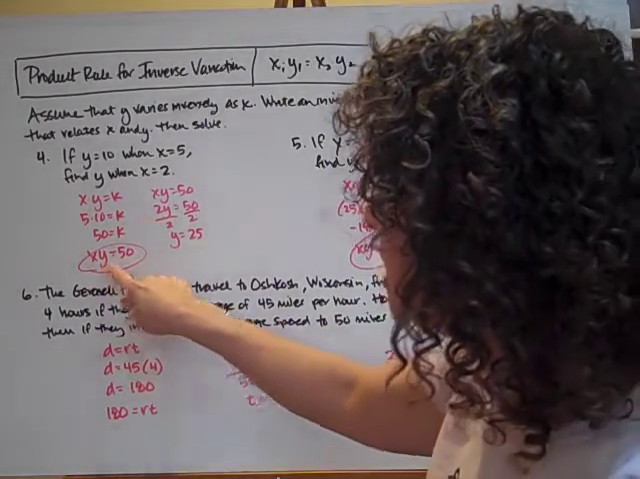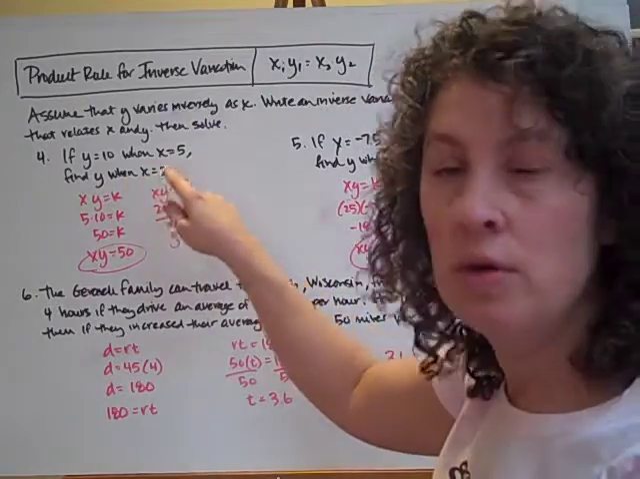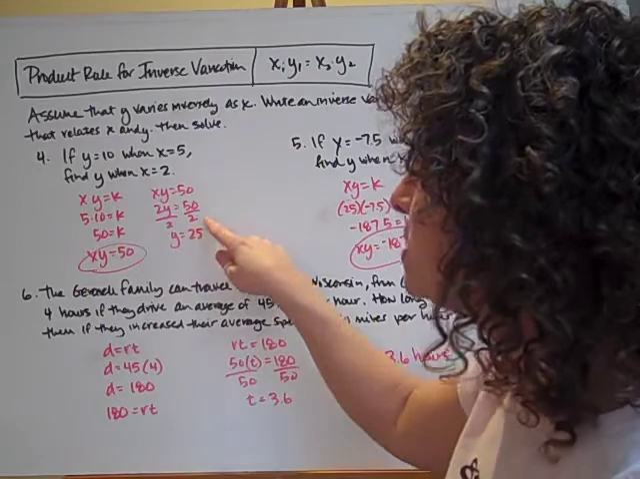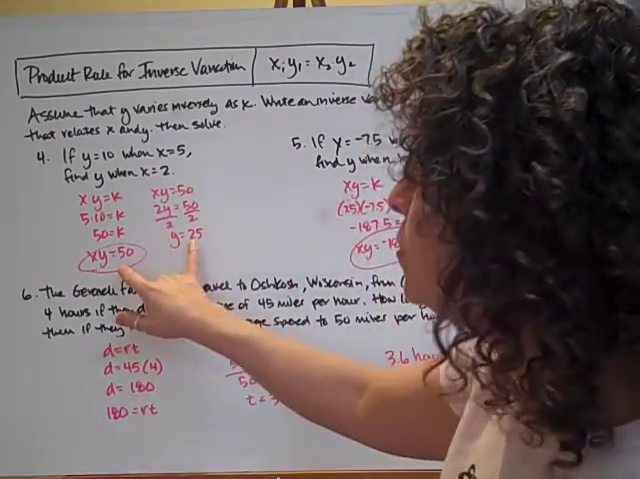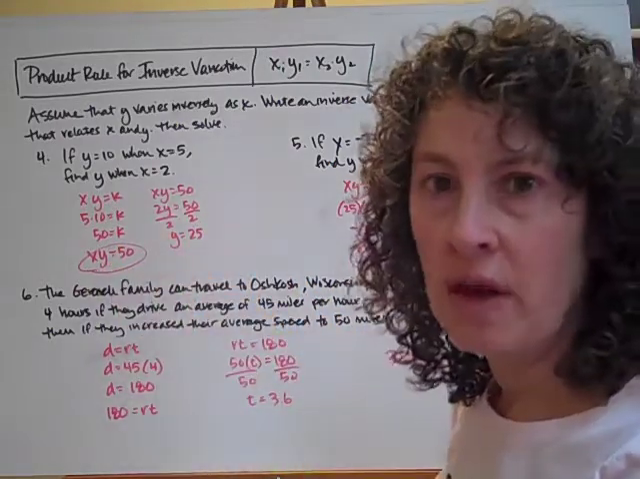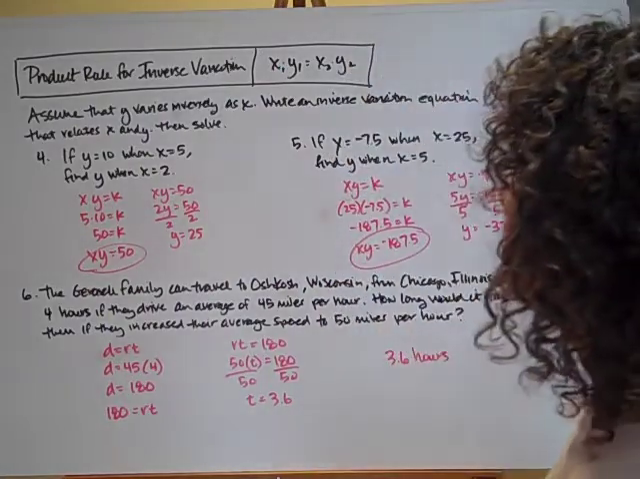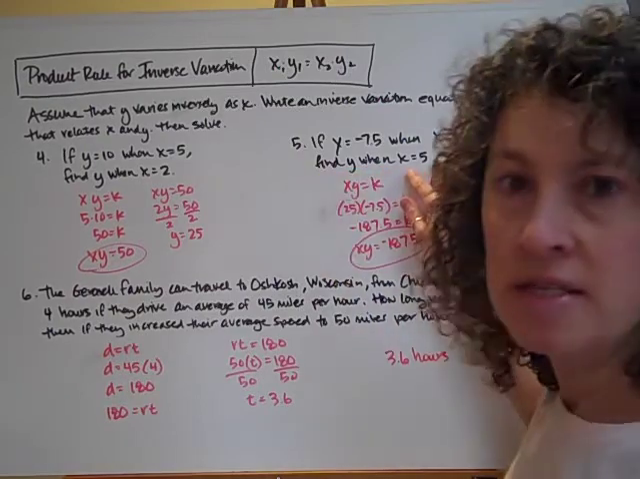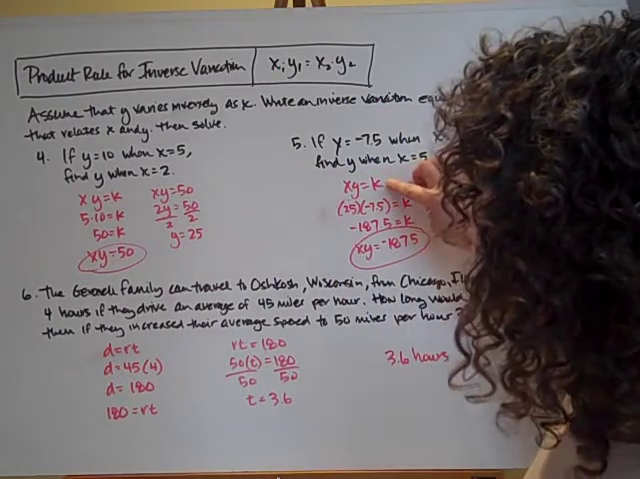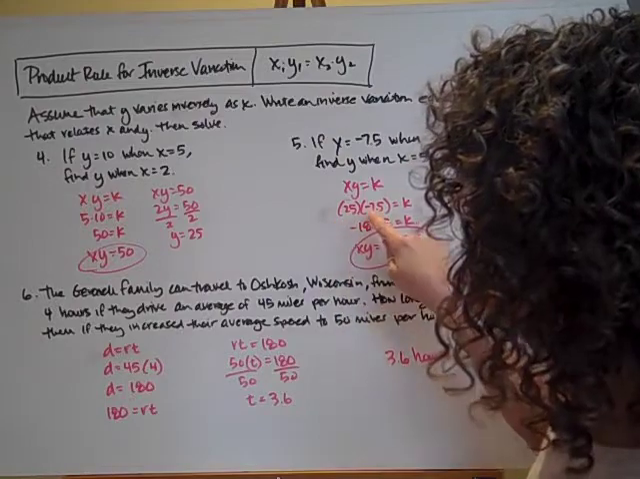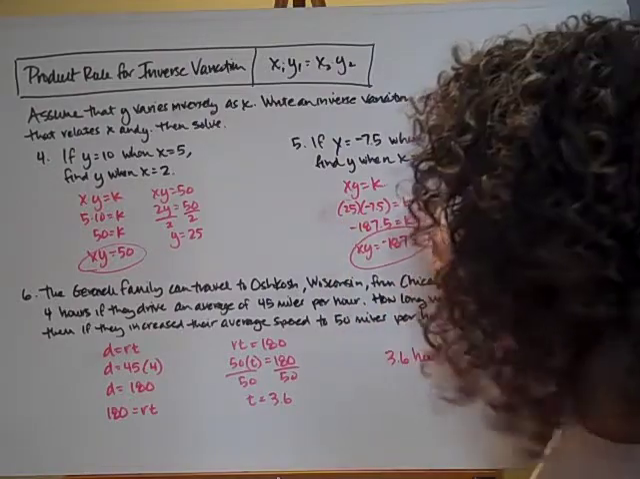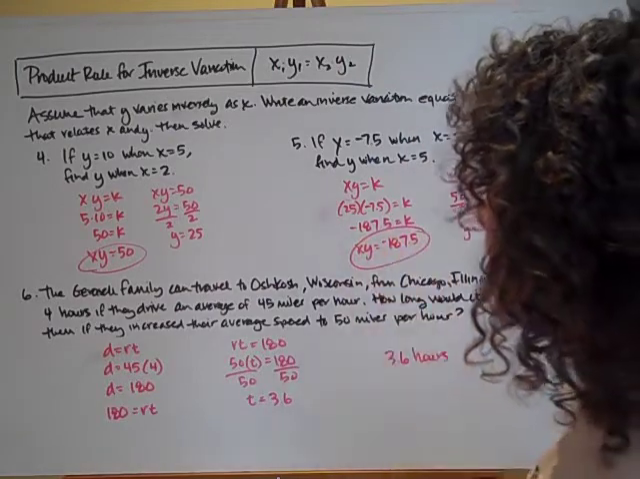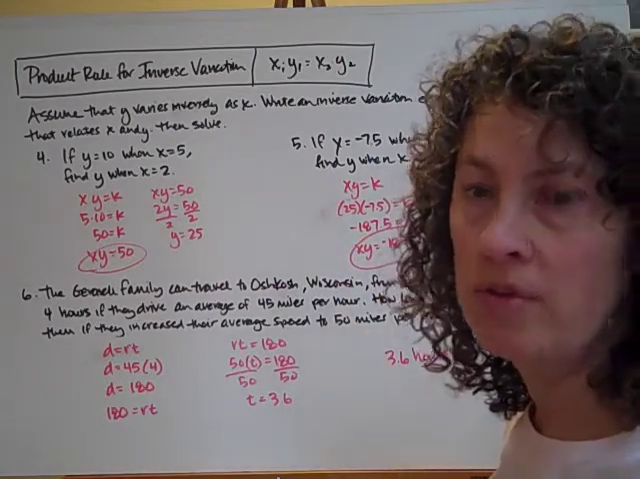So now I'm going to use that equation to figure out my missing value if x is 2. So x times y equals 50, 2y equals 50, divided by 2, I get y equals 25. So two pieces for this. What's the equation and what's the missing value? Second question, if y equals negative 7 and 5 tenths when x equals 25, find y when x equals 5. So x times y equals k, 25 times negative 7.5 must be equal to k, which means k is equal to negative 187.5. So here's my equation, xy equals negative 187.5.